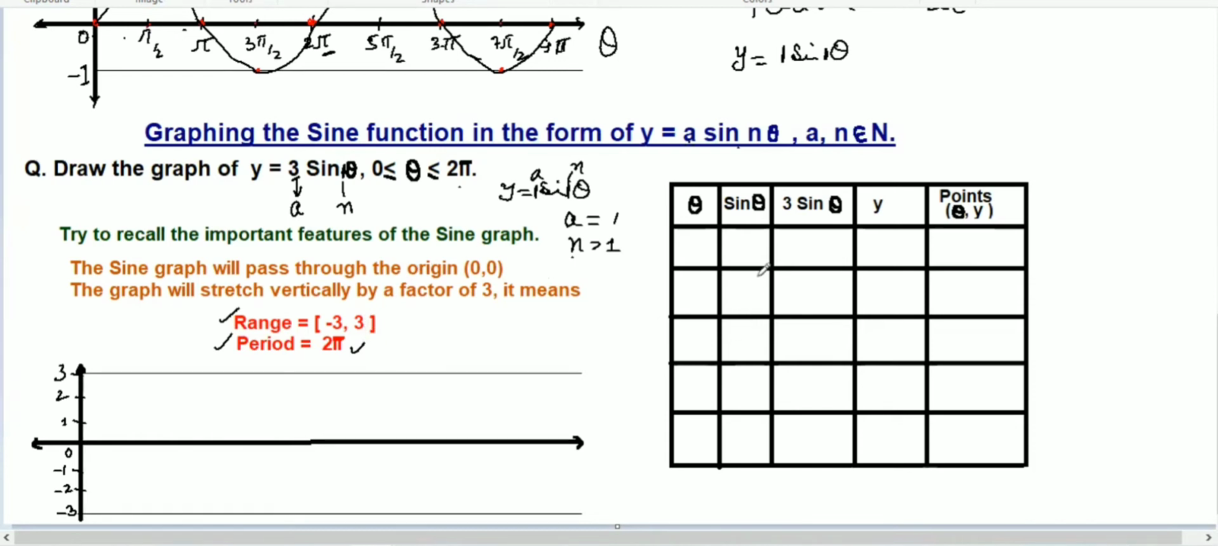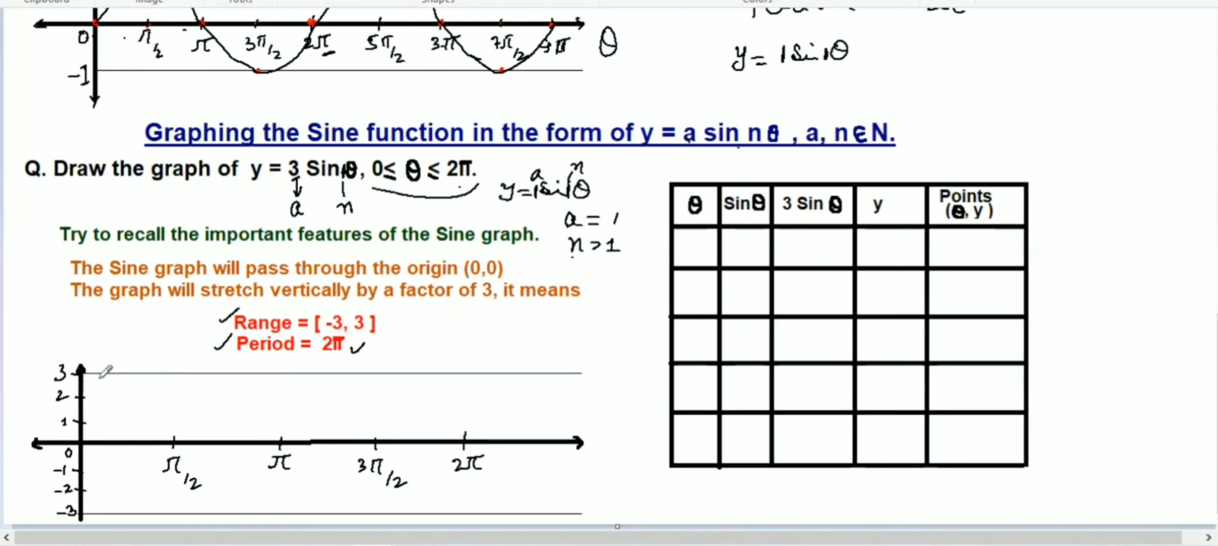If you want, you can make a table and find out the values of each. So I'm going to do it here. We have the domain only 0 to 2 pi, so let's do it only till 2 pi. Half of 2 pi is pi, then half of 0 and pi will be pi over 2, and half of pi and 2 pi will be 3 pi over 2. Now let's make the table.